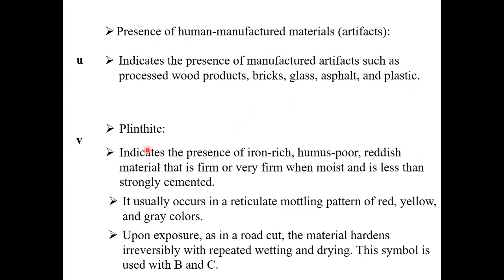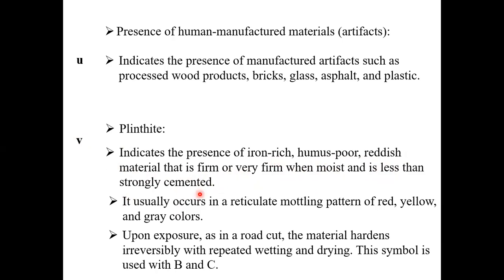And coming to V, students, you can find plinthite material. The pronunciation is somewhat difficult for me. What is the indication? It indicates the presence of iron rich, humus poor, reddish material. So V means iron rich, humus poor, reddish material that is firm or very firm when moist. Though it gives some strong firmness, it is less strong than cemented material.